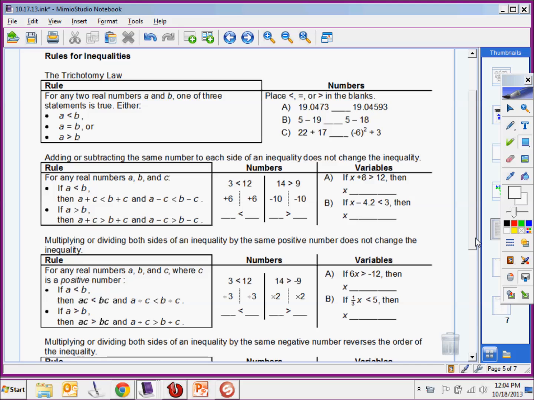What we're saying for the Trichotomy Law is that if you have two real numbers, A and B, one of the three statements is true. A is less than B, A equals B, or A is greater than B. No matter what the two numbers are, there's always going to be a rule.